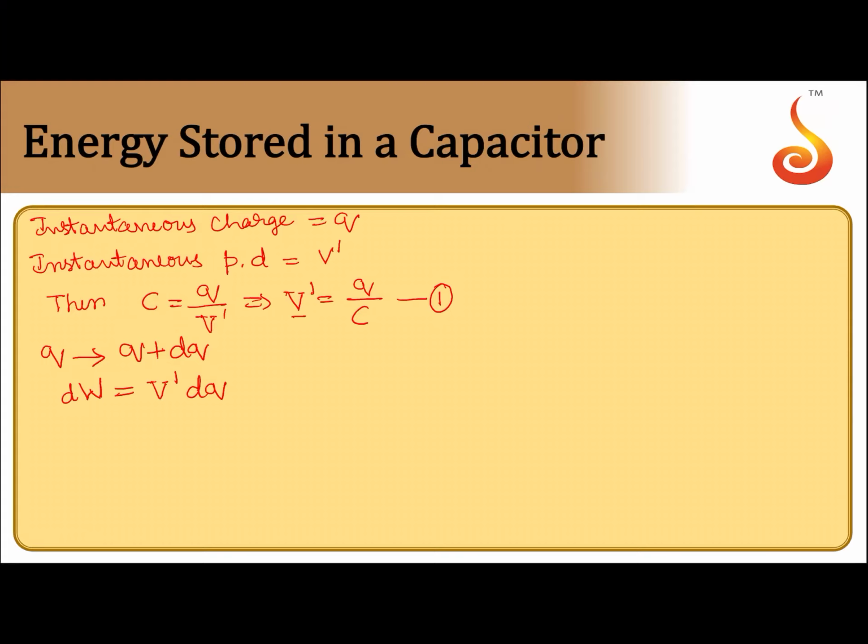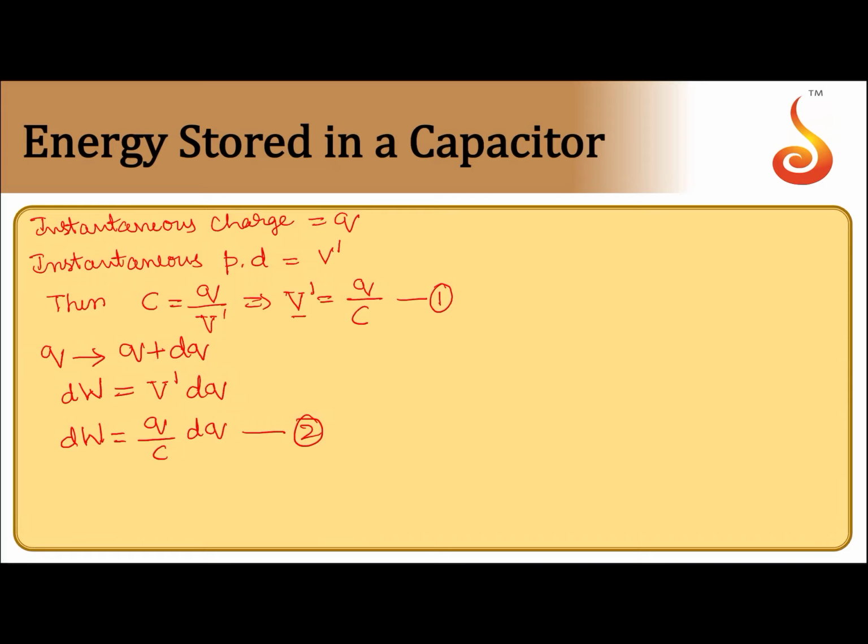So the additional charge moved is dQ. Charge into potential difference will give you work done. Now substitute for V dash. So dW will be equal to Q divided by C into dQ. Call it equation 2. So what is this dW? It is the work done to increase the charge from Q to Q plus dQ.